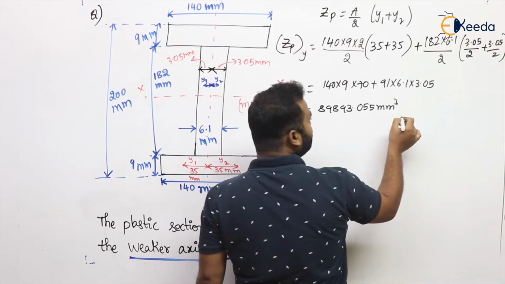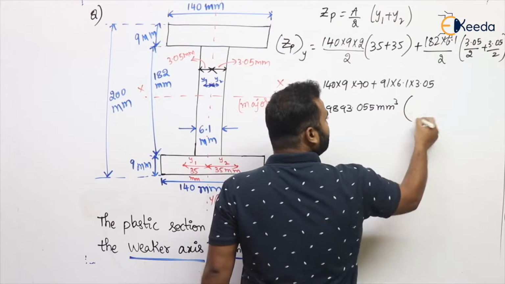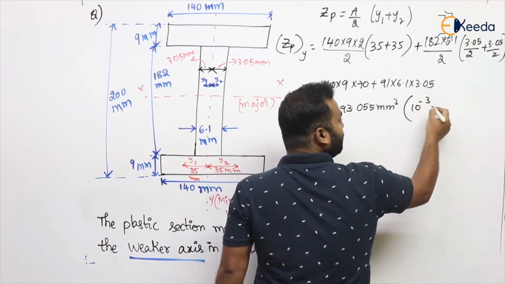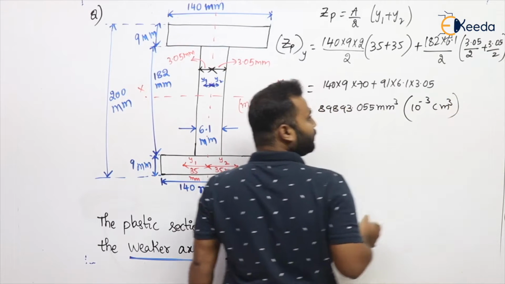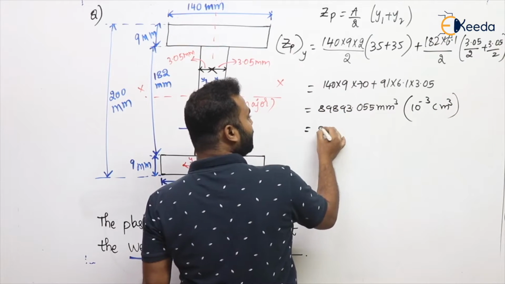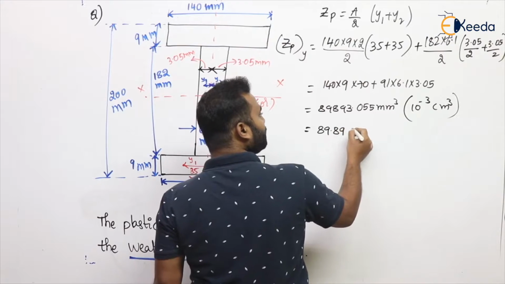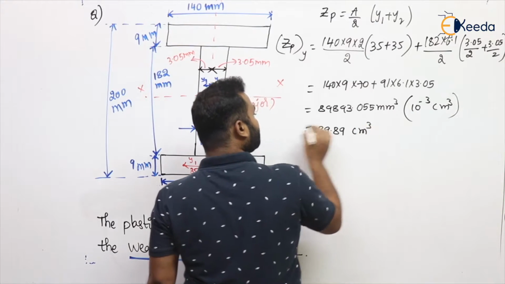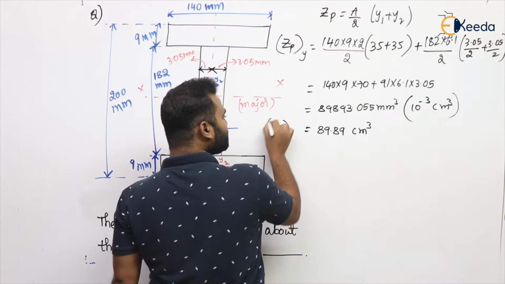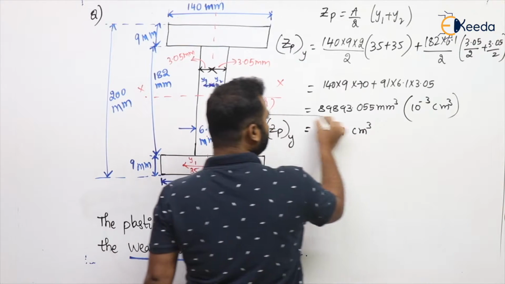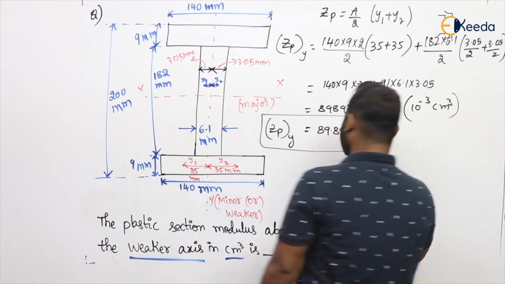It means multiply it with 10 to the power minus 3 centimeter cube. Upon multiplying we will get 89.89 centimeter cube. So this is the plastic section modulus about the weaker axis. So this was the answer.